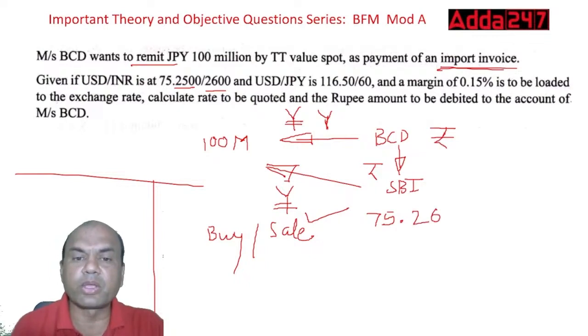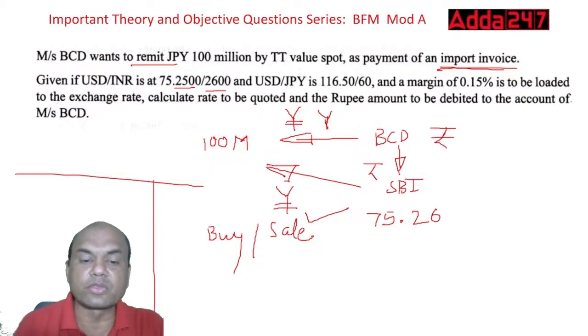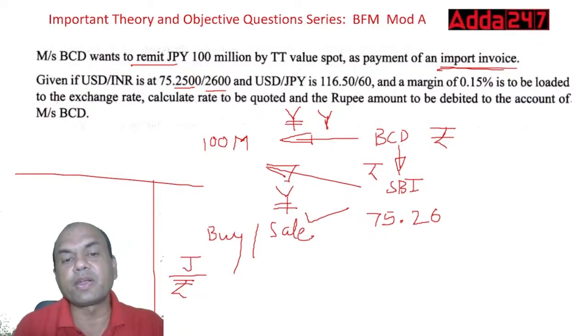Now what am I doing over here? Look at this. I want JPY, I want to send JPY. So I want the rate of JPY to rupees. So always, what do I want? JPY to rupees. This is the rate I want. But do I have JPY to rupees rate? Look at this. USD to INR I am having. USD to JPY I am having. But I am not having JPY to rupees.